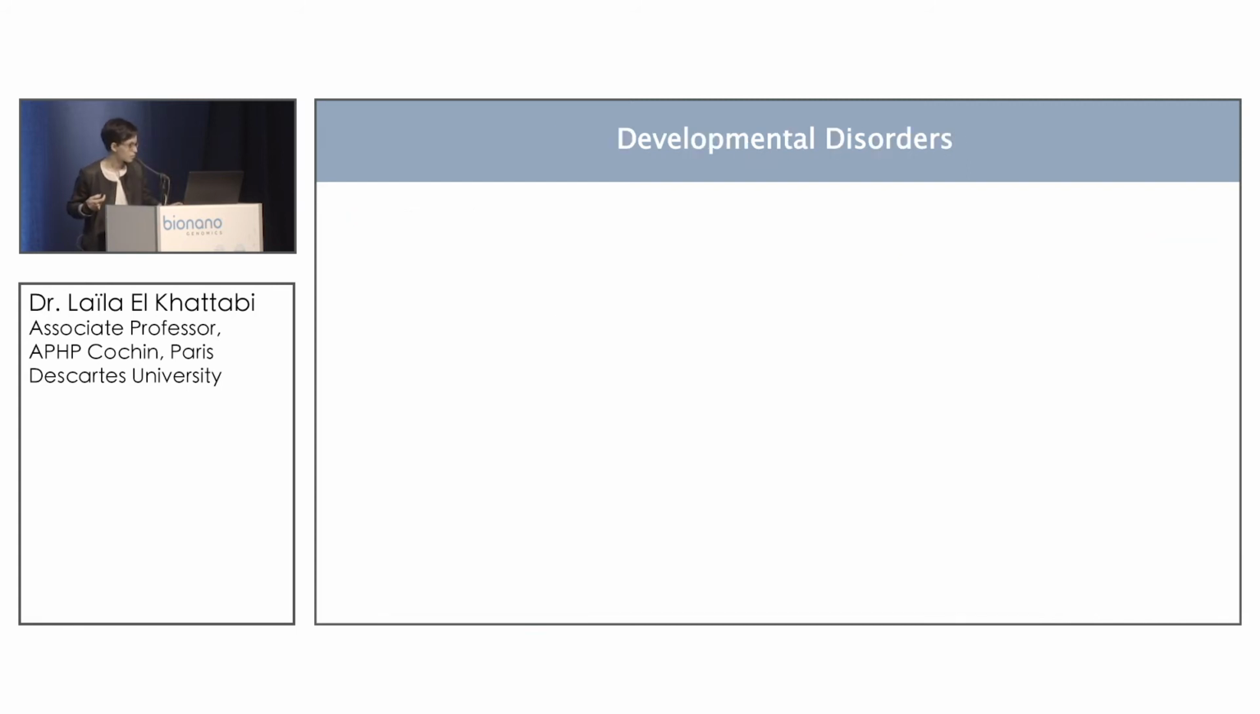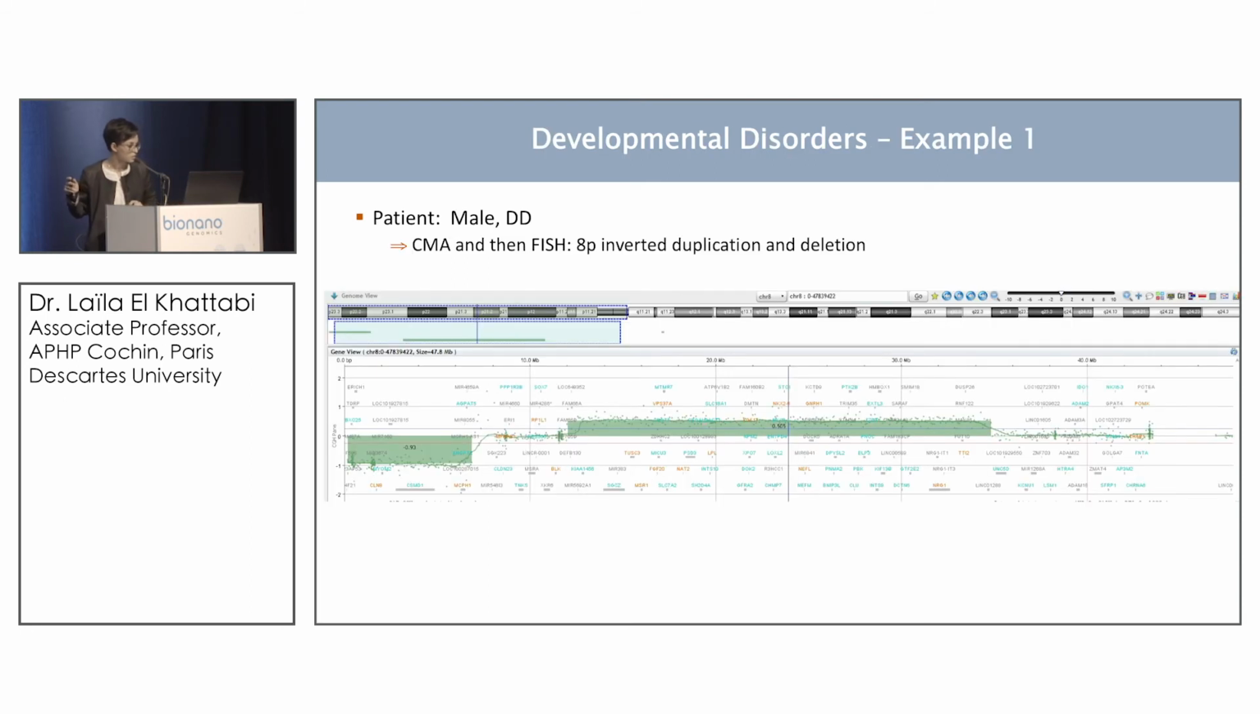So then I have a few examples on developmental disorders. I didn't want to be too long. For microdeletions and microduplications, we will not see them since Alexander showed some, but they have all been detected. I'll show you just two very unusual examples.